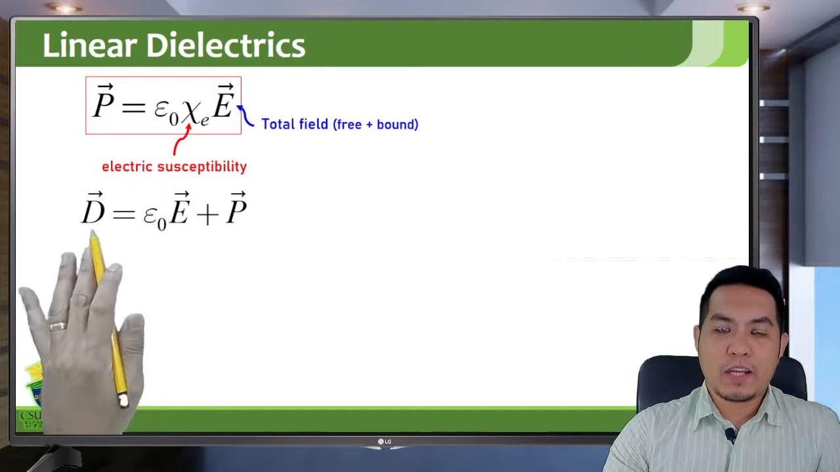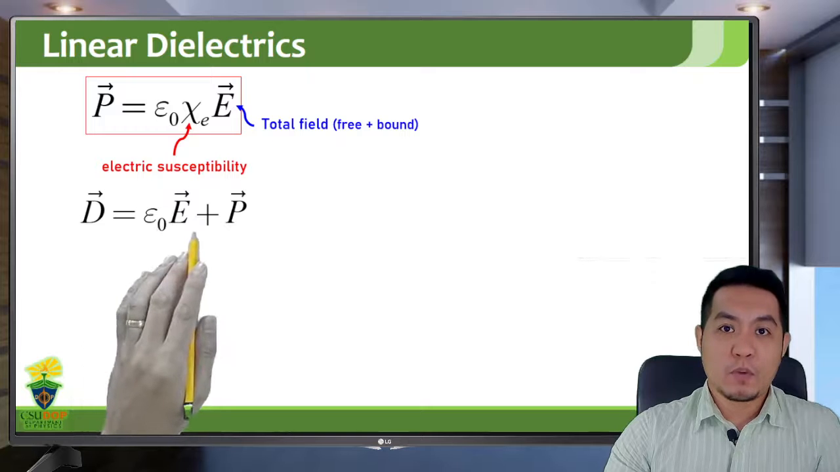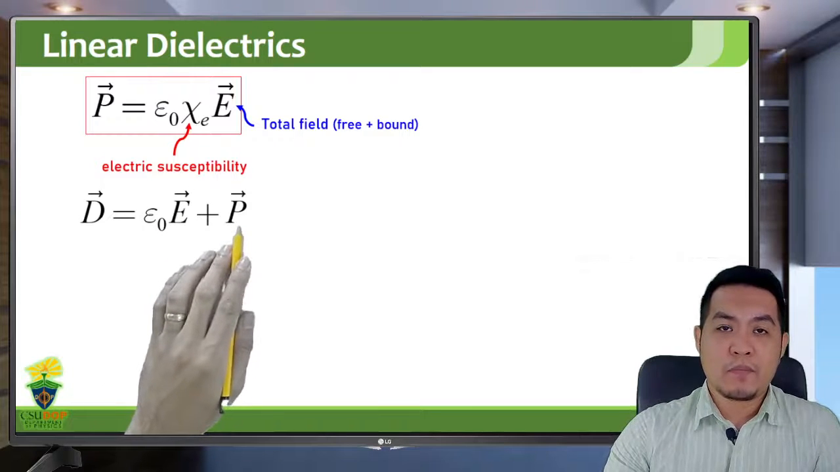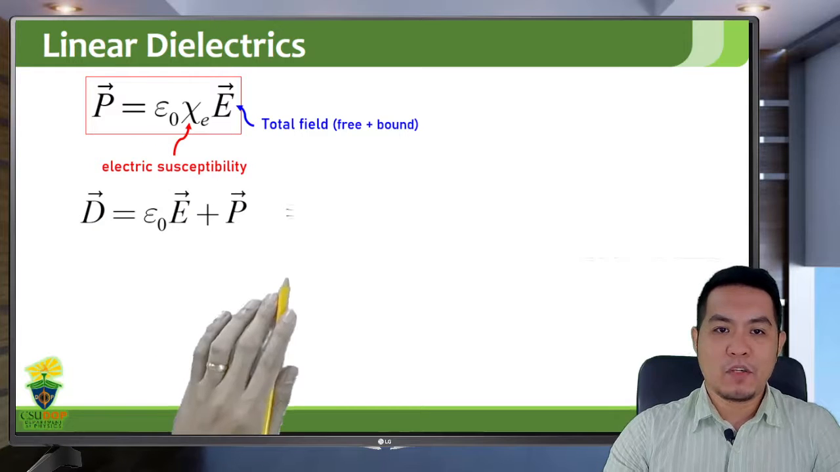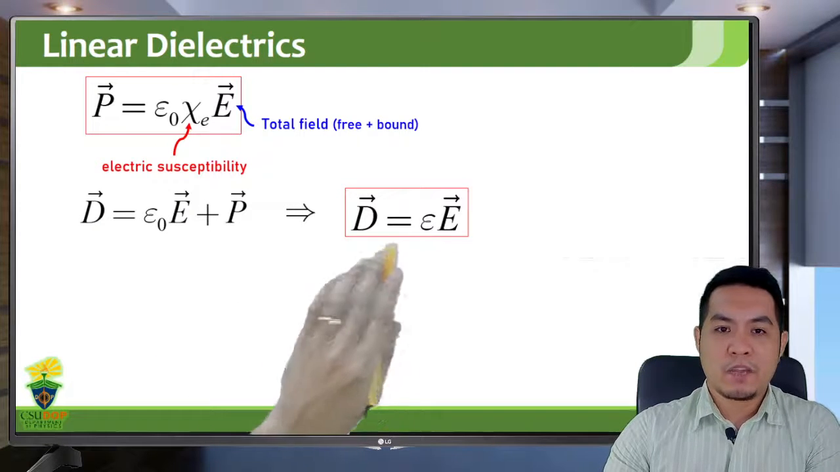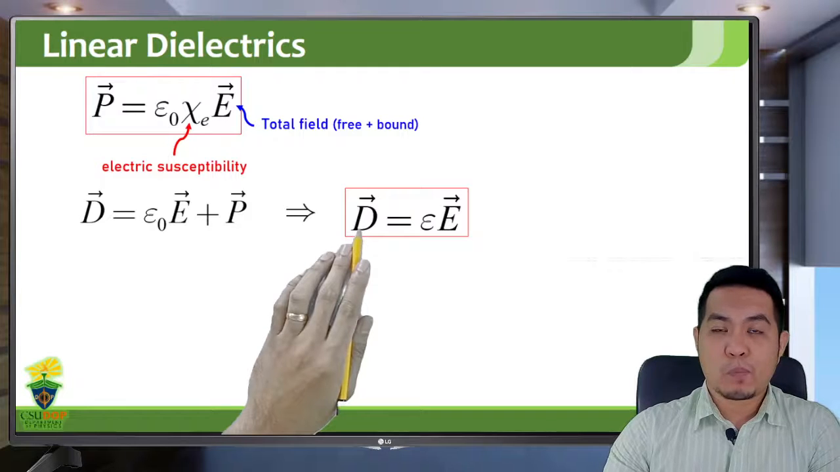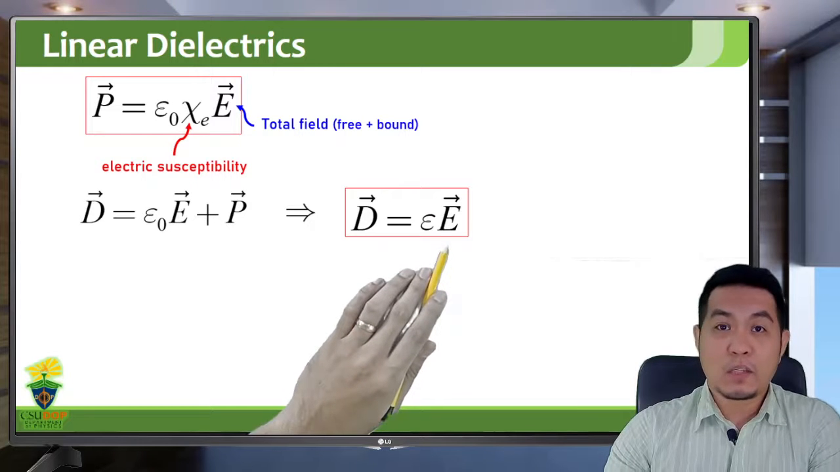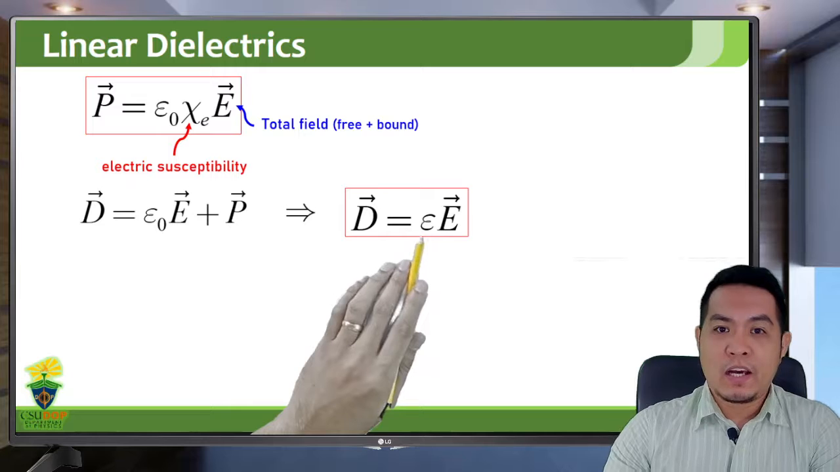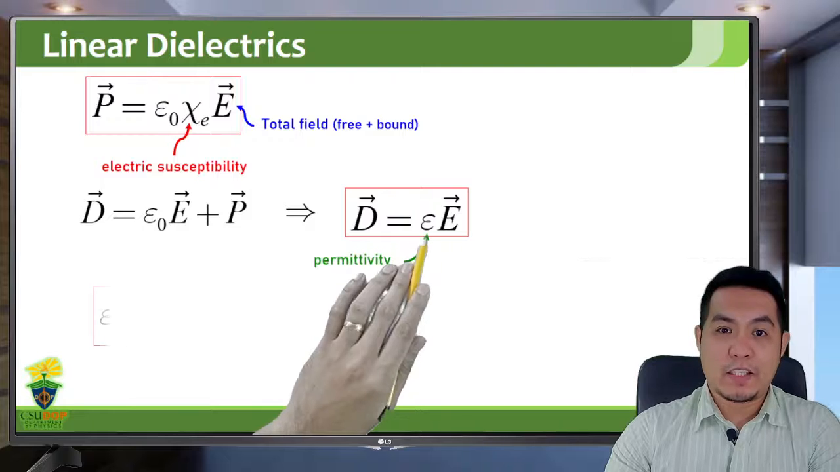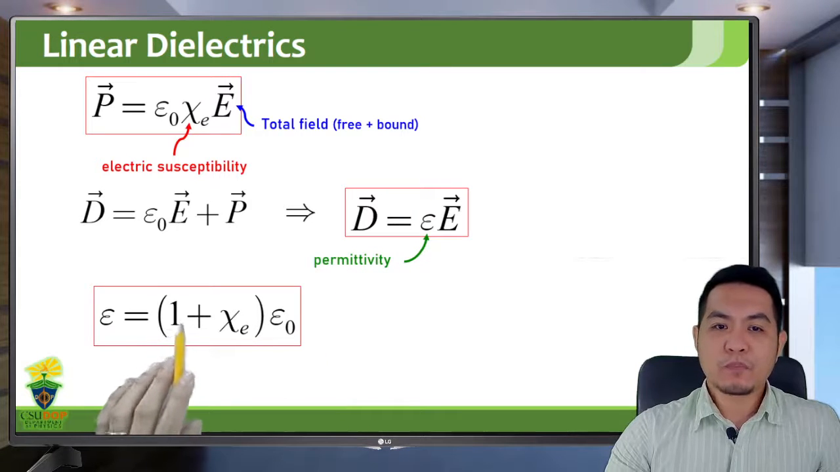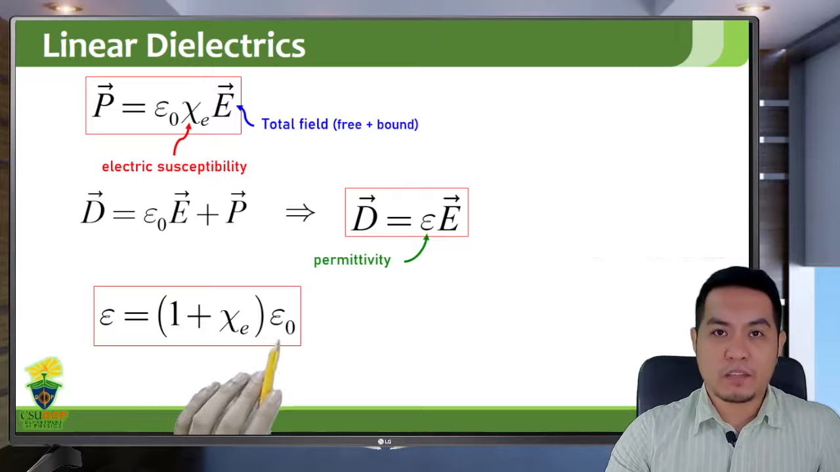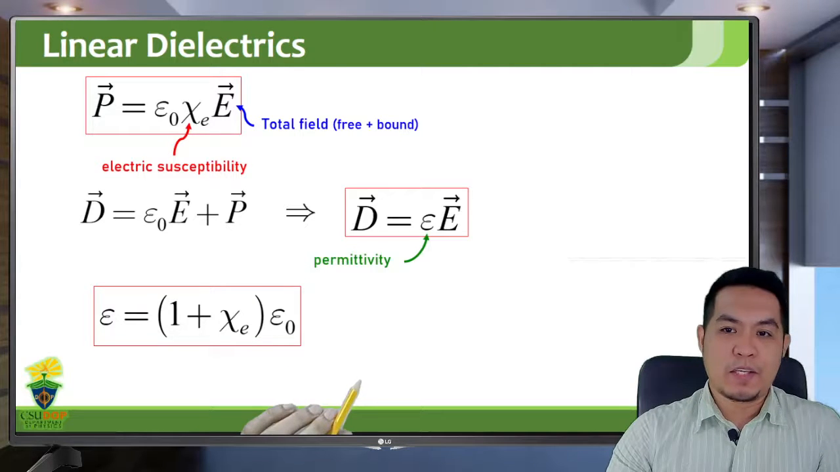We can also write now the direct relationship of the displacement and the total electric field. Since we can now write the polarization P in this manner, doing that will give us this relationship. The electric displacement is proportional to the total electric field of your dielectric. The proportionality constant is given by 1 plus the susceptibility times the permittivity of free space.